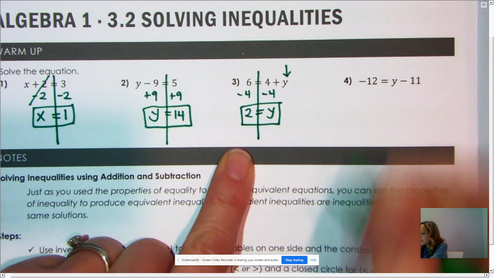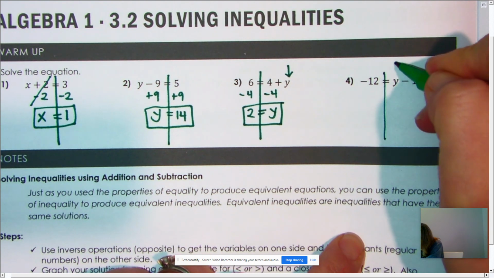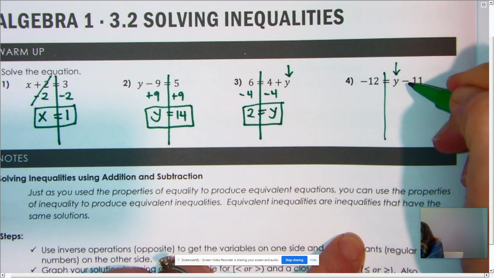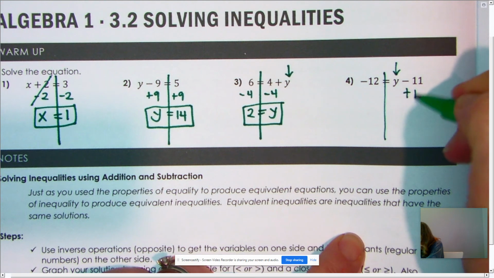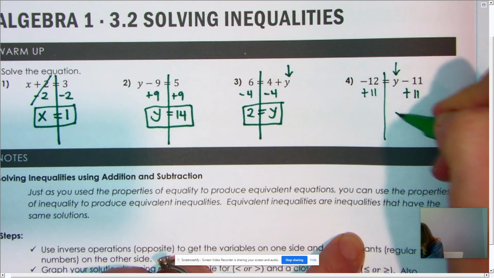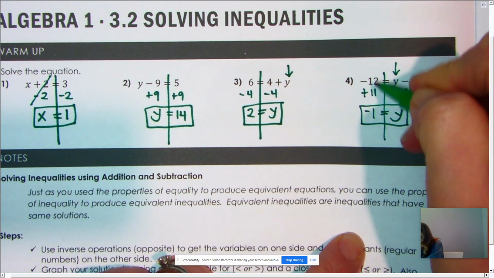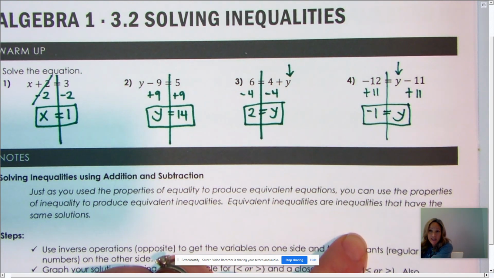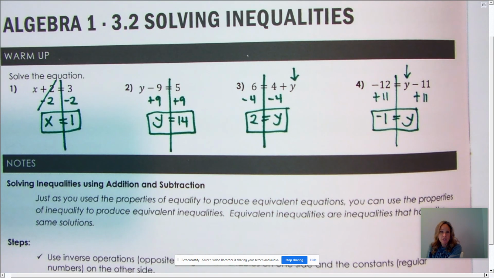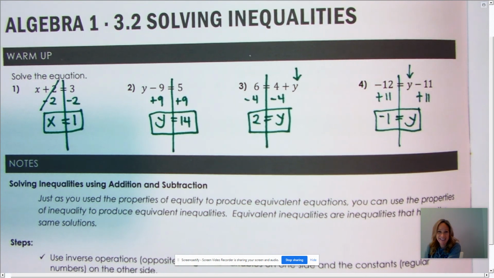Question number 4, again, the y is over here. So I want to see what's happening to y. Well, there's a minus 11, so I do the opposite, which is plus 11. So y is equal to negative 1. Remember that when our signs are opposite, that means that they're canceling out. So I subtract them to see how many is left over after they've all canceled. And there's one extra negative left over. Okay, question number, just kidding, notes.